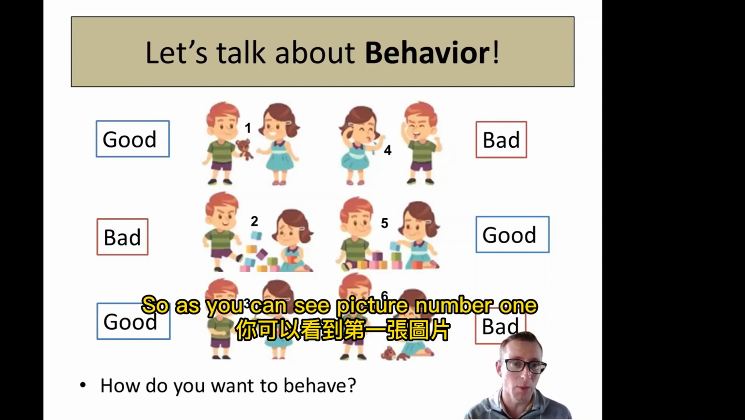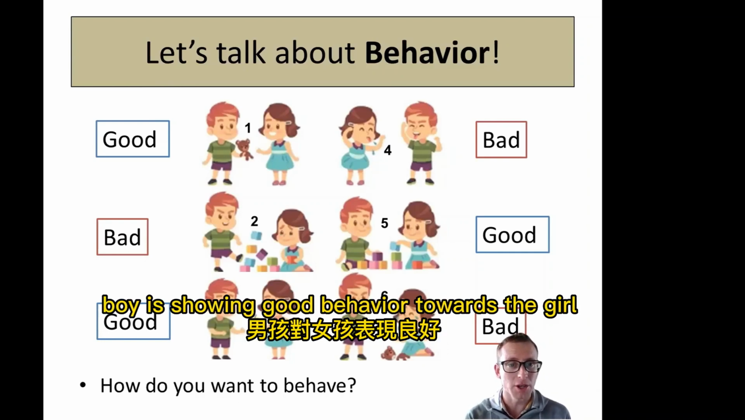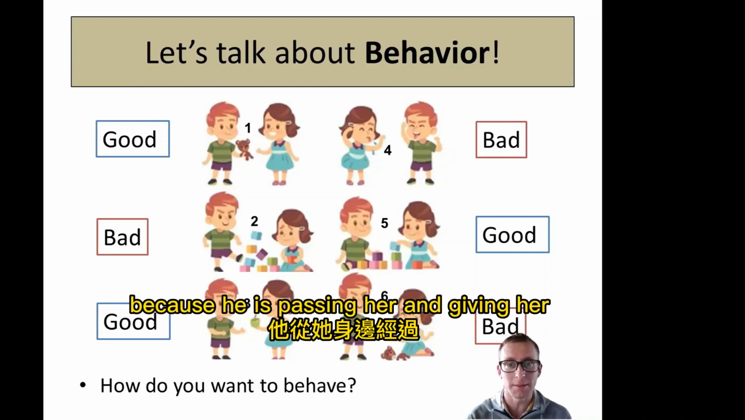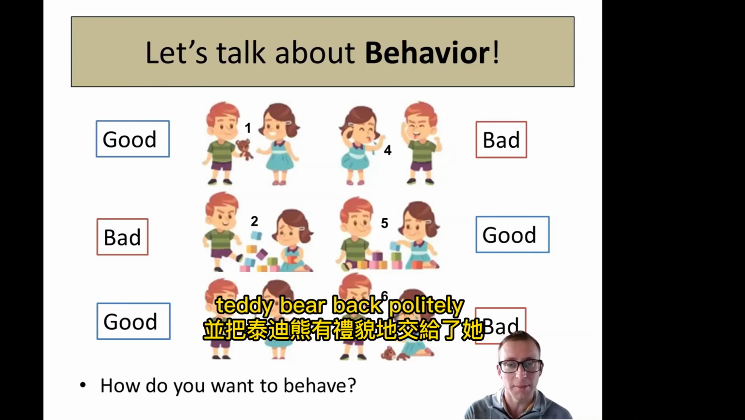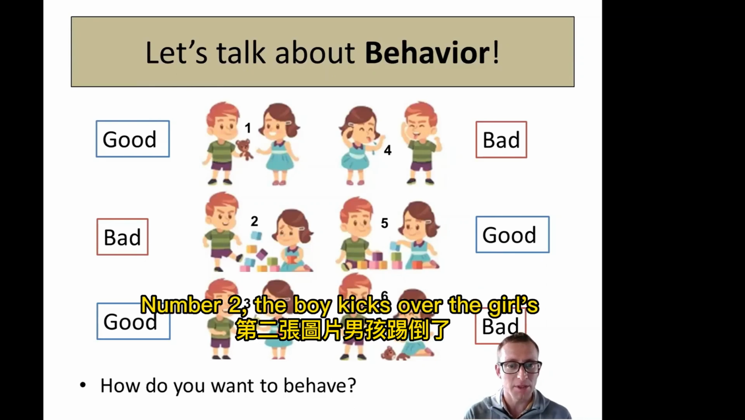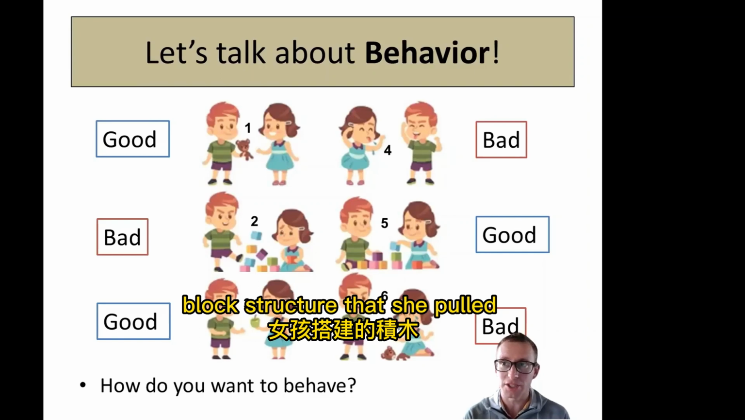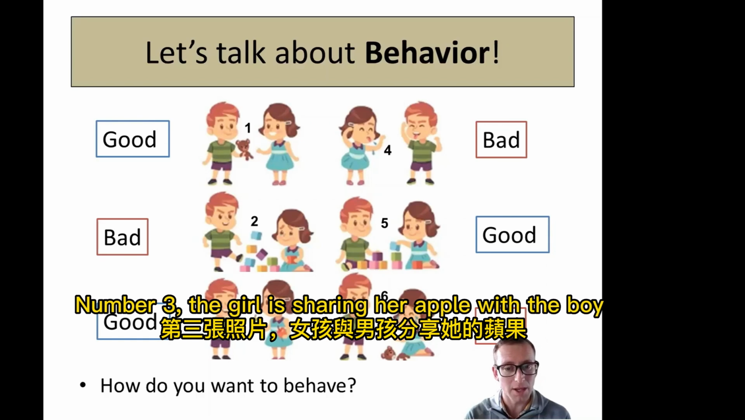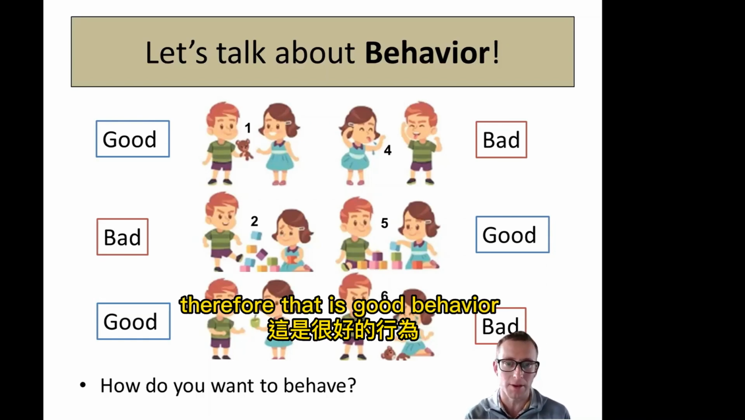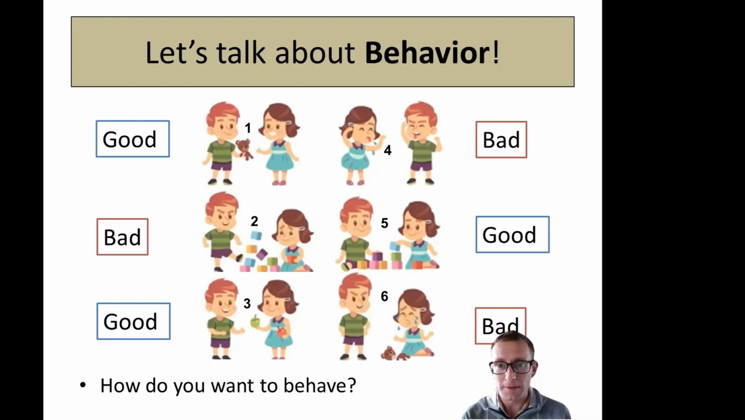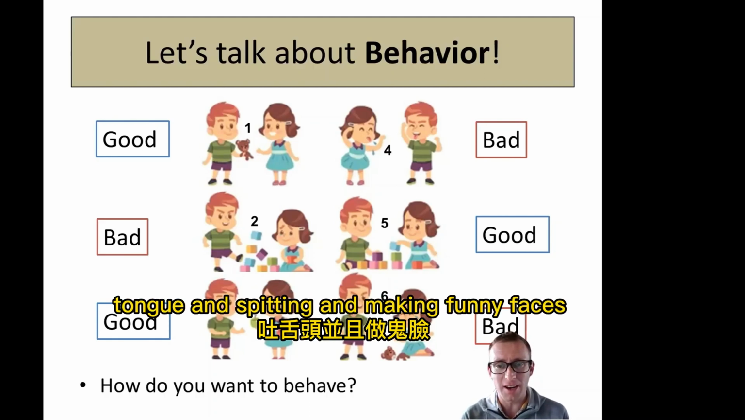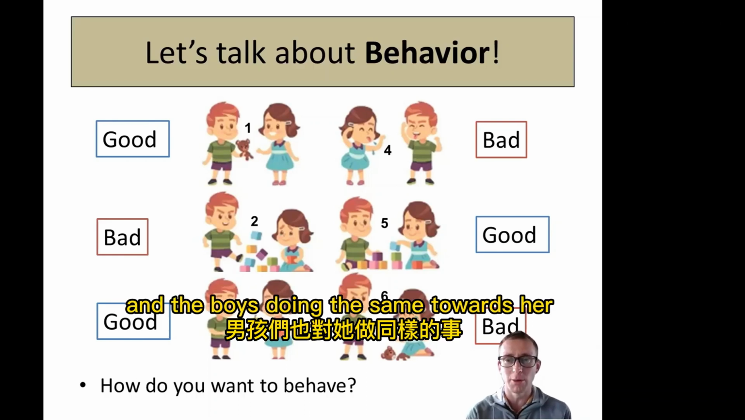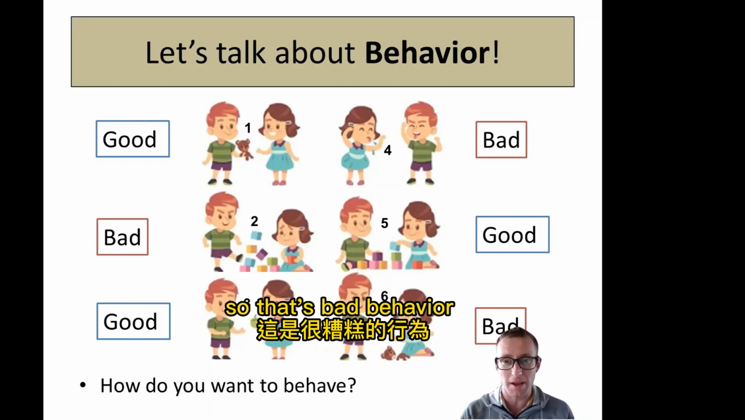As you can see in picture number 1, the boy is showing good behavior towards the girl because he is passing her and giving her her teddy bear back politely. Number 2, the boy kicks over the girl's block structure that she built, and that's not good behavior, that is bad behavior. Number 3, the girl is sharing her apple with the boy, therefore that is good behavior.